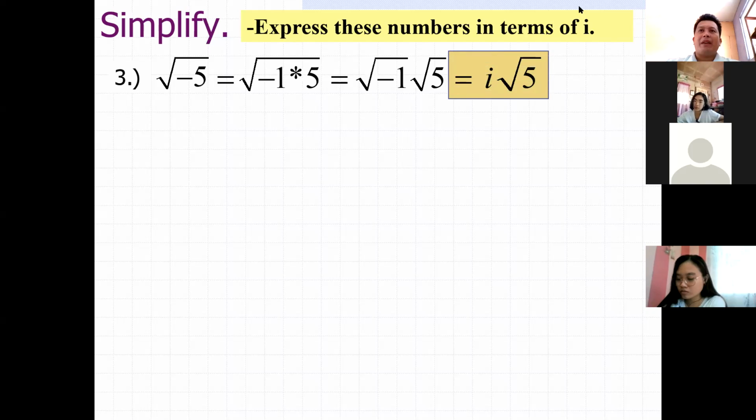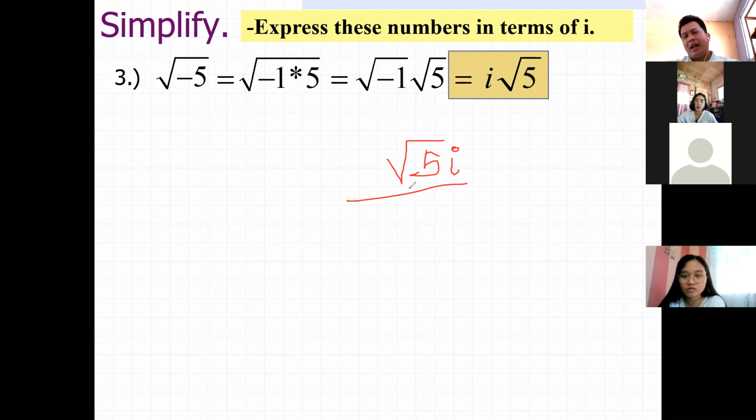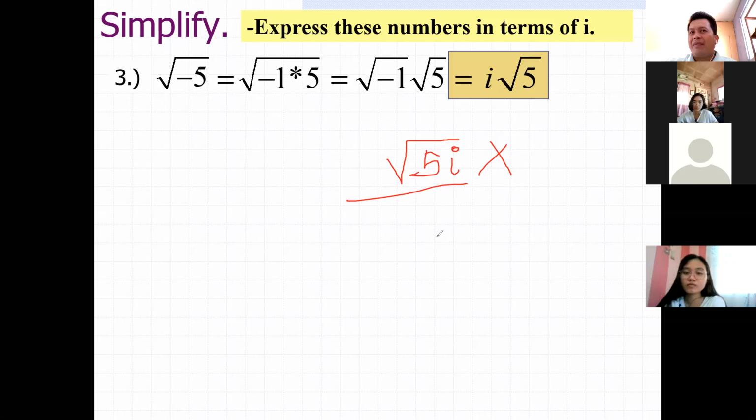So is it fine if I write it in this manner, the square root of 5i? Actually, this is the right thing to do. The variable should be the last in the expression. But, class, there are times that we are careless in the writing and we extend this radical sign until there, which will make your answer wrong. So to be safe, write the imaginary notation before the radical sign just to show that the i is not part of the radical sign.